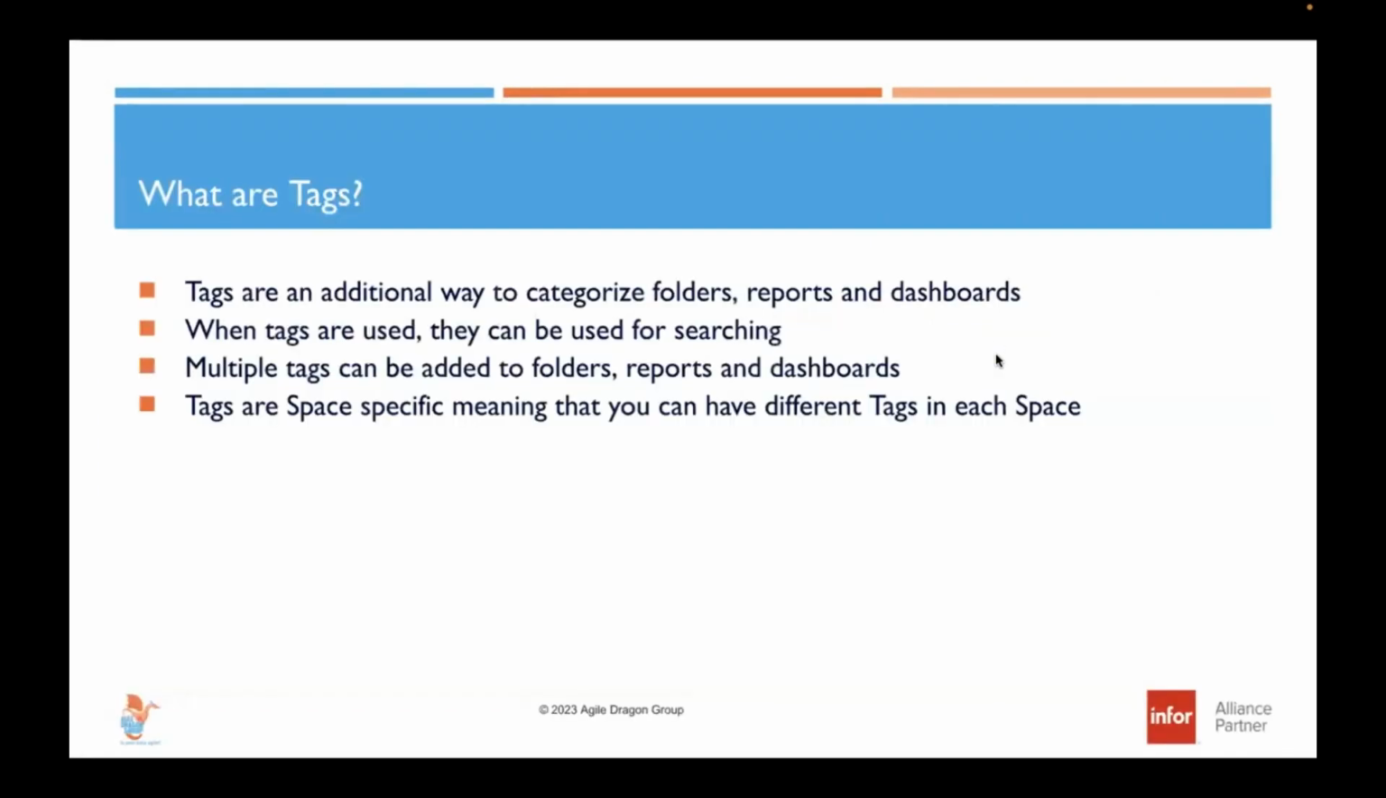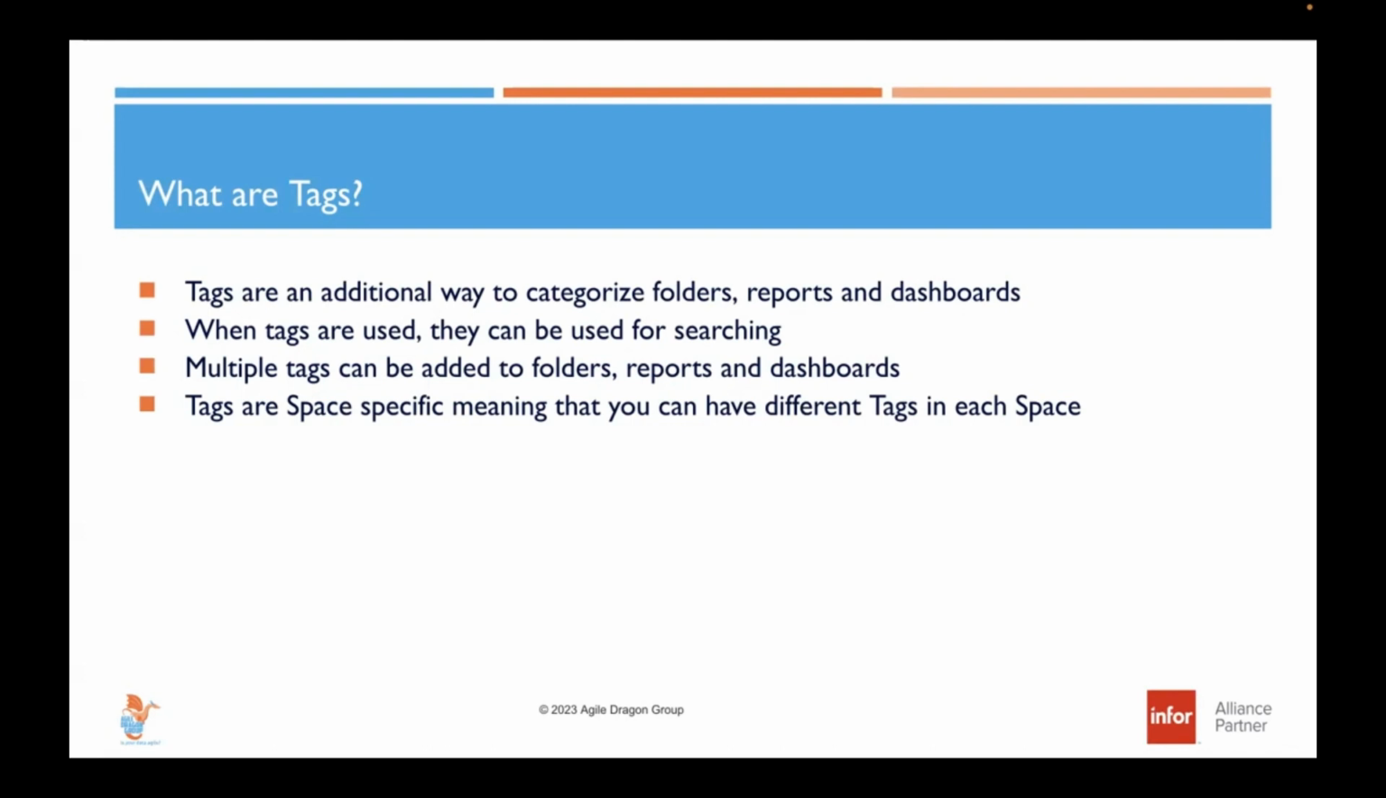Within Birst, as we've learned, there is a catalog which consists of folders and assets. When you're working with folders and assets within the catalog, you can assign tags to those assets. Tags are a way to provide additional context to the folders, dashboards, reports, and so on that live within the report catalog. When tags are used, they can also be used when you're searching for particular assets within your catalog.